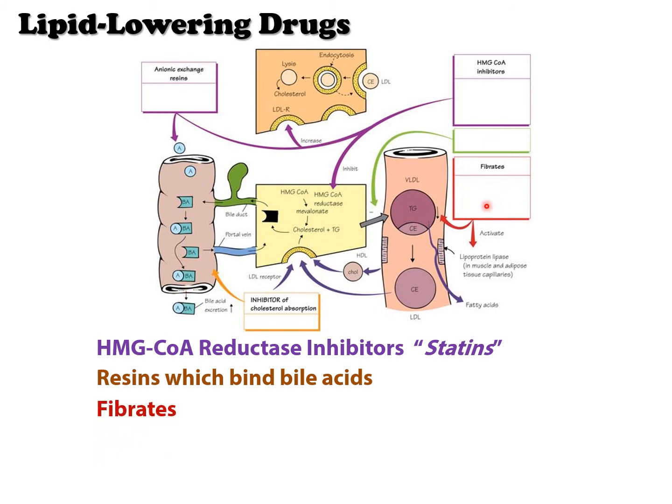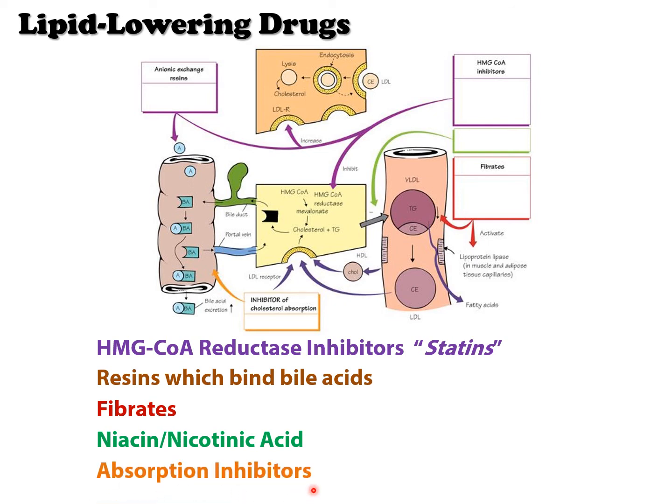We have fibrates, which will help improve handling of fats in the blood plasma. They'll break down fats into fatty acids. We have niacin and nicotinic acid, and we also have other forms of absorption inhibitors, again with the idea of preventing the fat and cholesterol from coming in the first place.